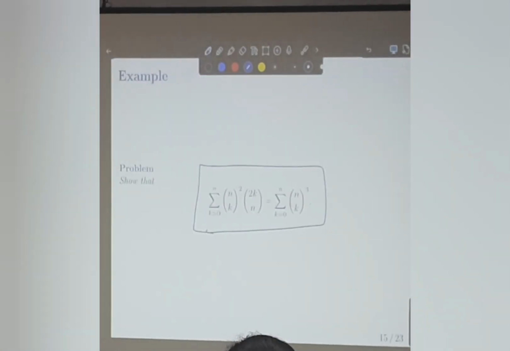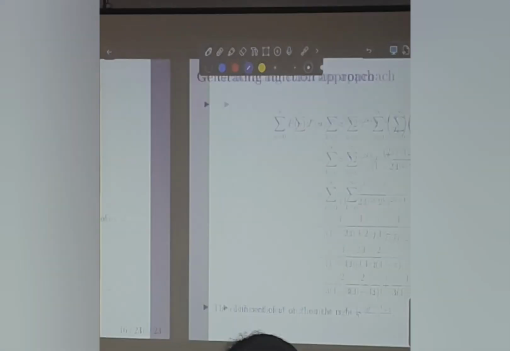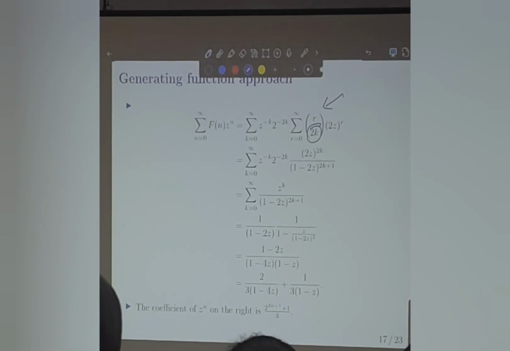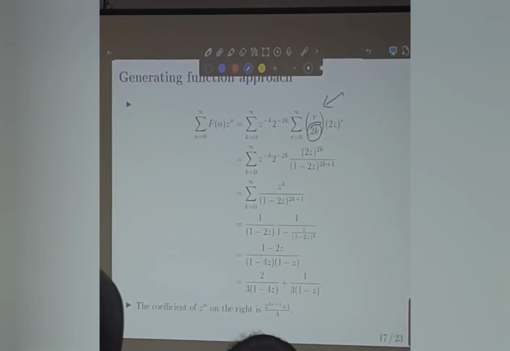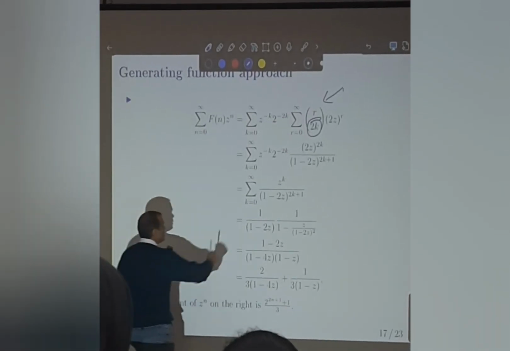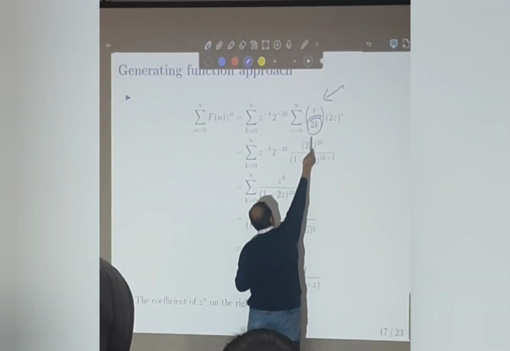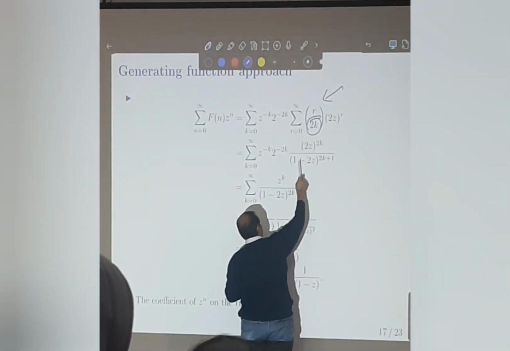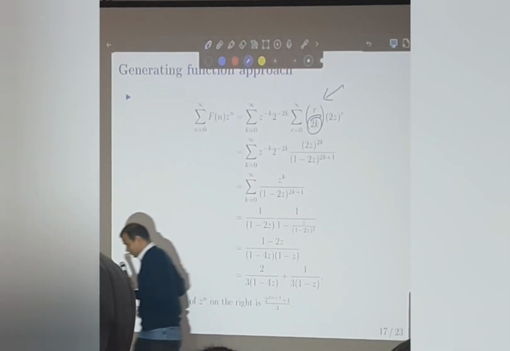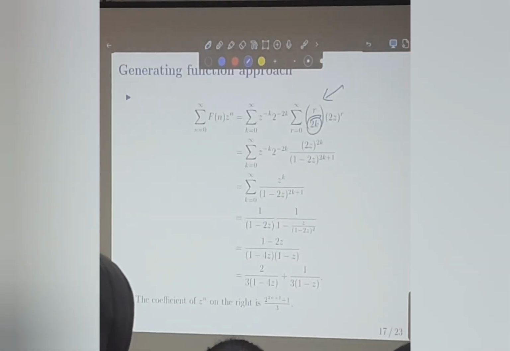So if I use that, this is what I have. k is fixed, remember. So r choose 2k, 2z raised to r, and then I'm just going to use that particular formula. If I use it, then I get 2z raised to 2k, whatever that power is, over 1 minus 2z raised to 2k plus 1. Remember this formula.